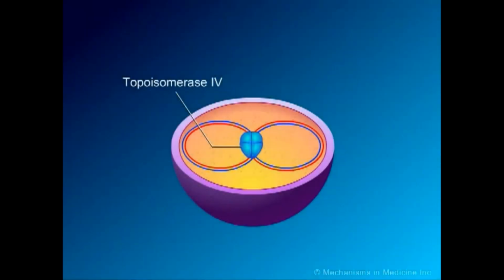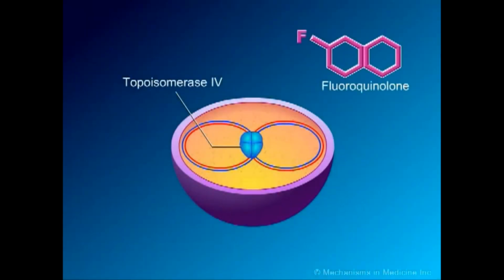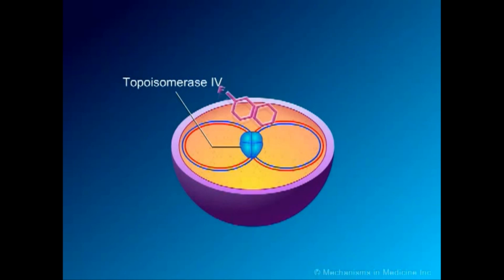A second mechanism of fluoroquinolone action is shown here. With some exceptions, topoisomerase 4 is the primary target of fluoroquinolone action in most gram-positive bacteria, such as Staphylococci and Streptococci, with DNA gyrase being a secondary target. The separation of two new interlinked daughter strands of circular DNA is disrupted.